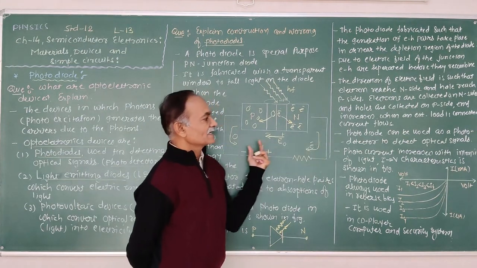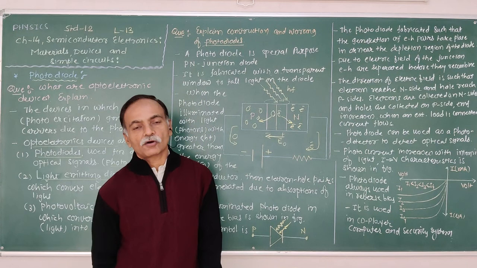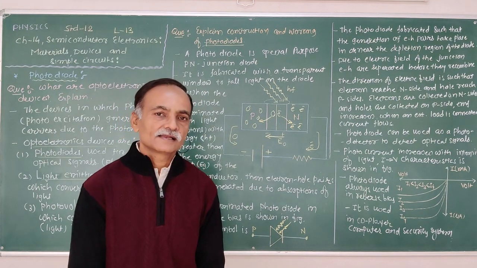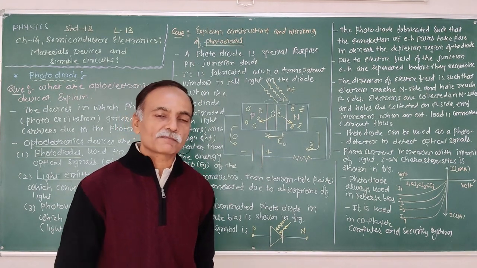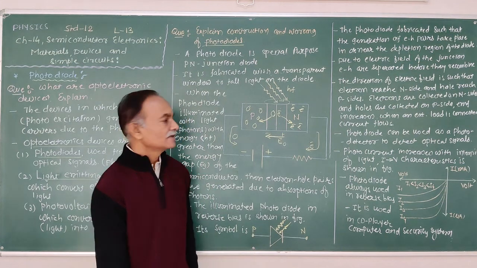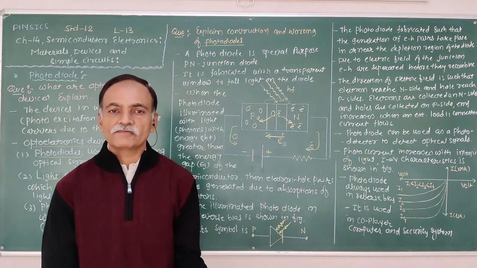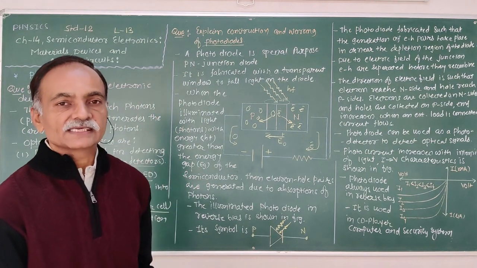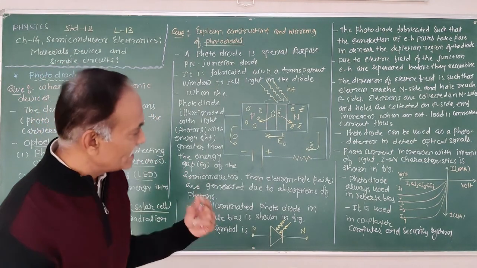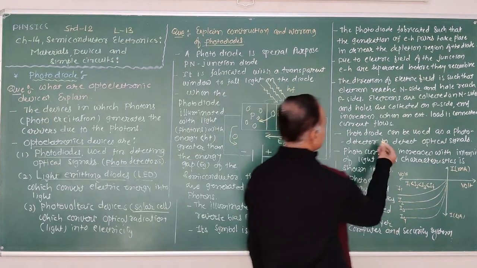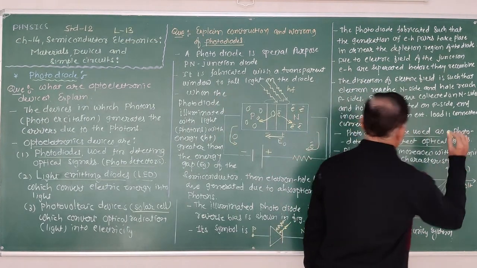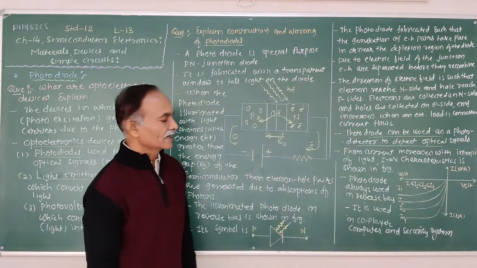Photodiode can be used as a photodetector to detect the optical signal. That is the main purpose of the photodiode: to detect the light incident with a particular frequency, the particular wavelength photon. That is known as the photodetector. So photodiode can be used as a photodetector to detect the optical signal.